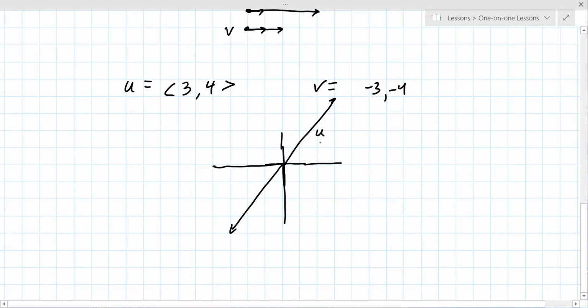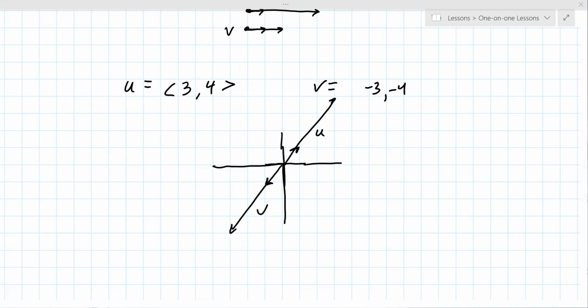See how they go? And this is u and this is v. They go in opposite directions. The unit vector in the direction of u is that one, and the direction of v is the one that goes in the other way. Okay, so let's look at the last question on this review.